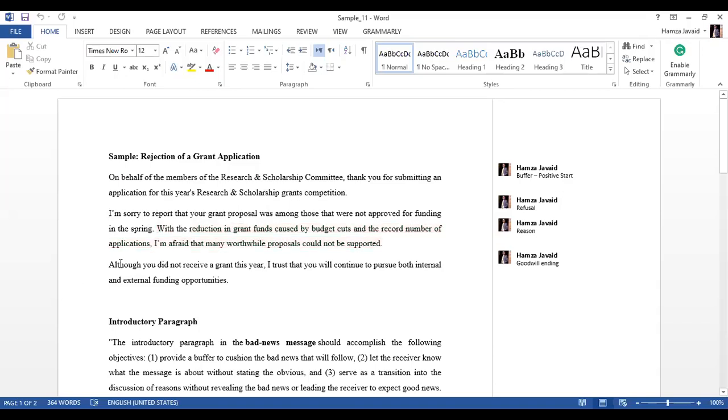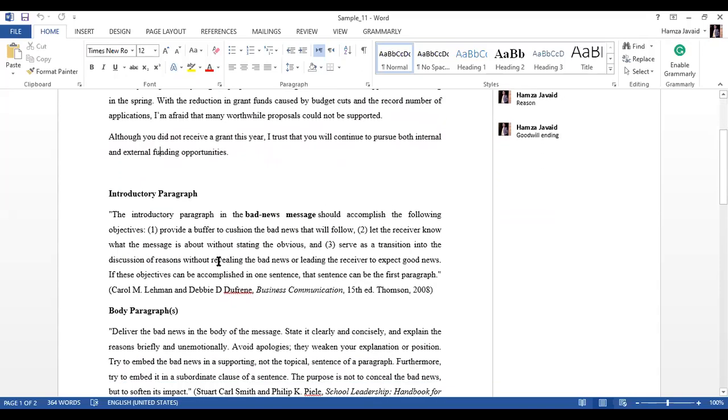And what happens in the end? Although you did not receive a grant this year, I trust that you will continue to pursue both internal and external funding opportunities. All right, so this is like goodwill towards the other person, still motivating and encouraging them to keep on applying for other grants available. So this is an example.